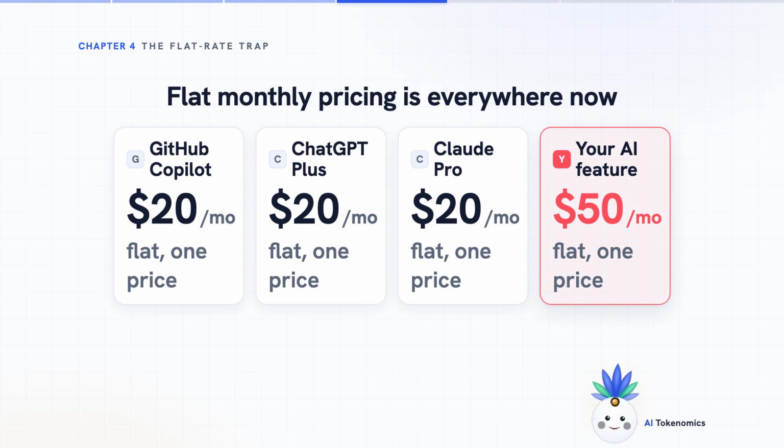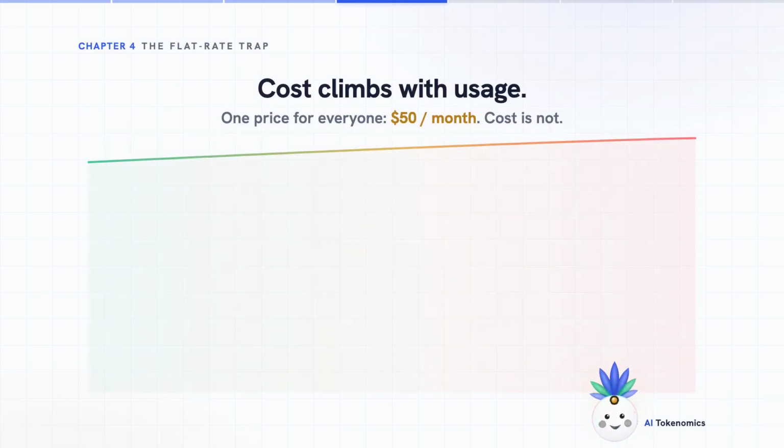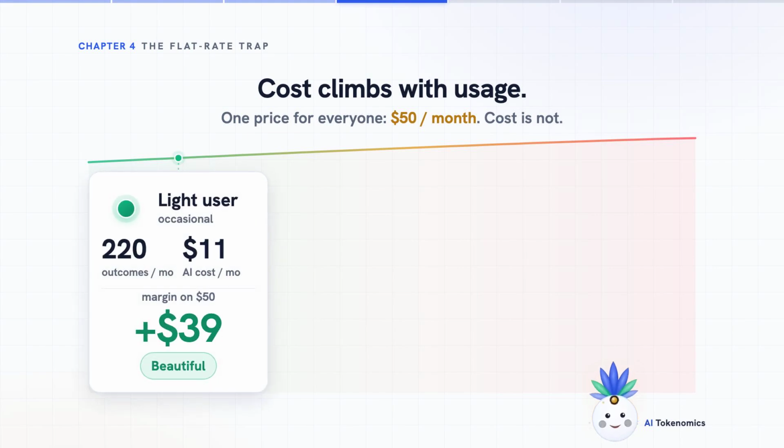And that flat price is exactly where the mistake hides. Because users aren't average. Most teams calculate one average user and call it a day. But usage in any product follows a power law. A few people use it constantly. A light user fires off maybe 10 outcomes a day. Over a 22-day month, that's 220 outcomes times 5 cents, $11 of cost. Against $50 of revenue, you've got a $39 margin.